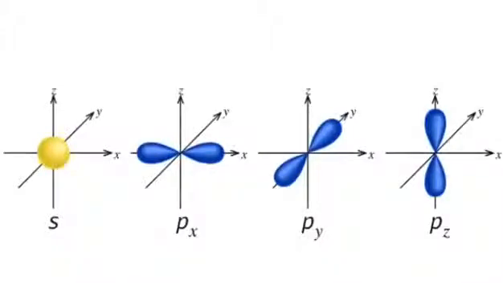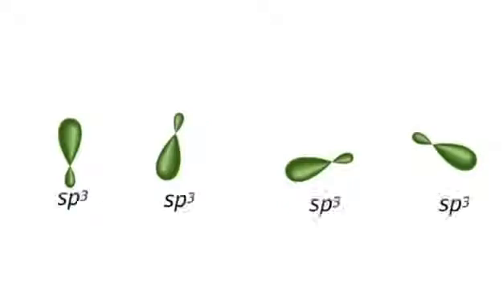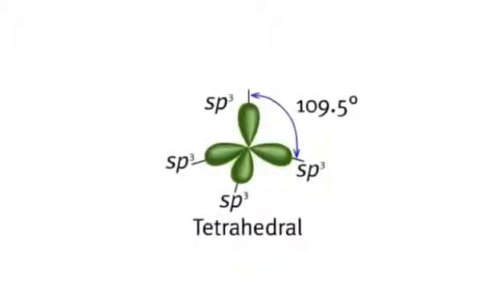Mixing an s orbital with the three p orbitals generates four equivalent sp3 hybrid orbitals. Note that the number of hybrid orbitals produced is equal to the number of atomic orbitals that are hybridized. The set of four sp3 hybrid orbitals has a tetrahedral arrangement. The angles between the orbitals are 109.5 degrees.